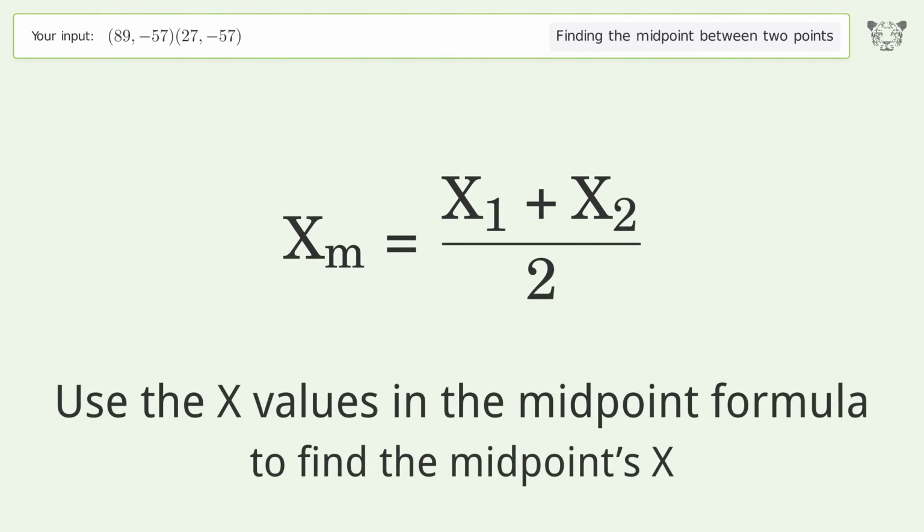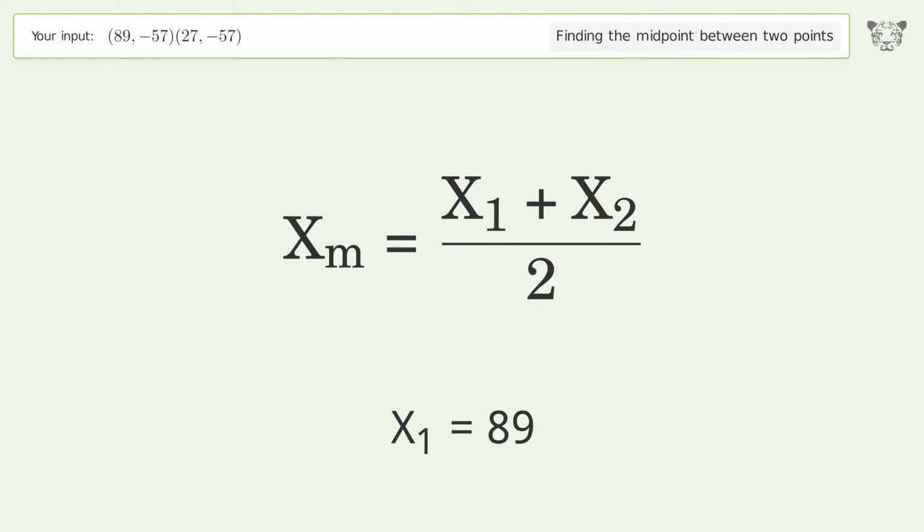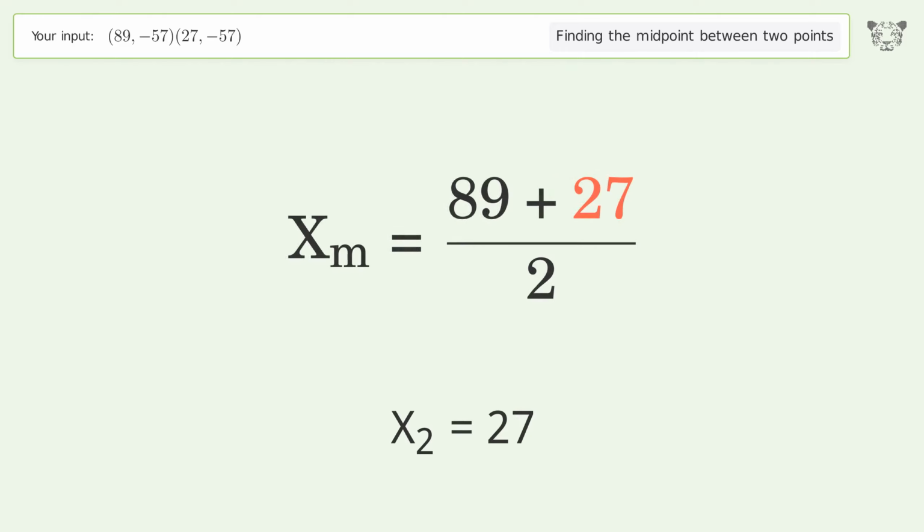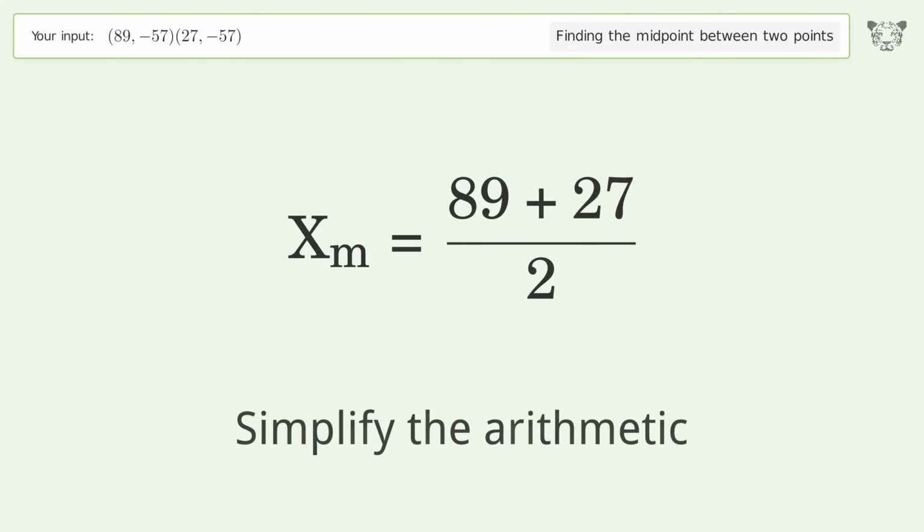Use the x values in the midpoint formula to find the midpoint's x. x1 equals 89. x2 equals 27. Simplify the arithmetic.